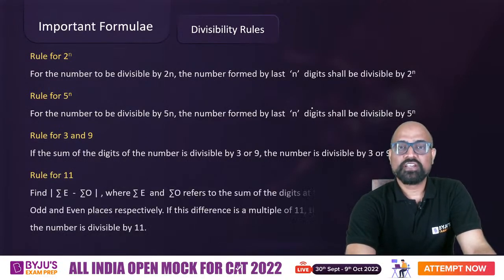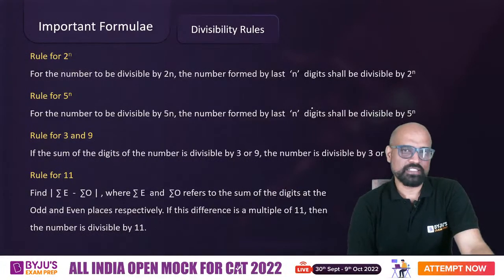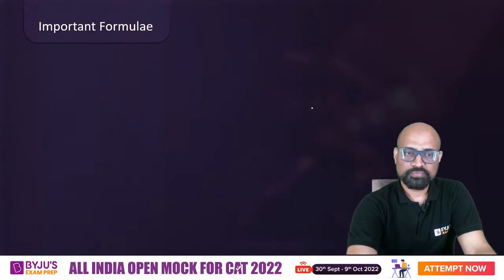Rule for 11, you take the difference of sum of alternate digits. If you want to check the remainder, you have to start from the right hand side. And if you only have to check if it's divisible by 11 or not, it doesn't matter whether you start from left or from right side of the given number, right?